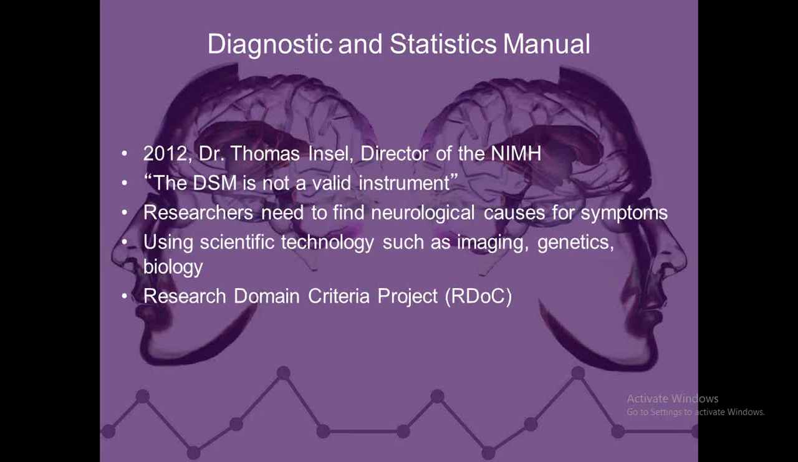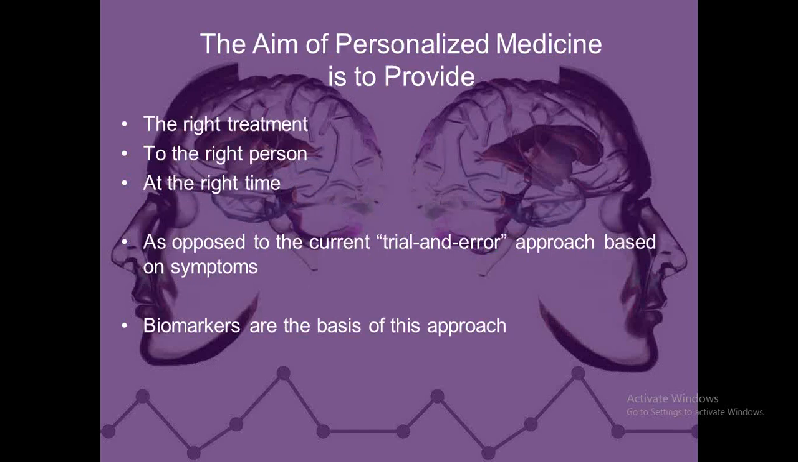In 2012, Dr. Thomas Insel, director of the National Institute of Mental Health, came up with this blaring statement, said the DSM is not a valid instrument. Now, this was a big statement that pulled the rug out from under mental health completely. And he said further that we need to find neurological causes for symptoms using scientific technology such as imaging, genetics, and biology. As it is, we now have EEG comes under imaging studies. And that's when they instituted the Research Domain Criteria Project.